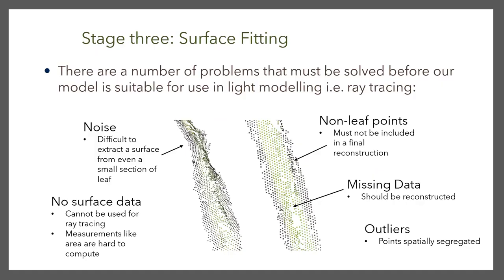So this is an example of a section of that kind of point cloud and some of the common issues that you find within it. There are a number of problems that must be solved before the model is suitable for further purposes. In my case, this would be for ray tracing. If I want to model light within this canopy, there are all these gaps which will cause problems. Firstly, there's a lot of noise, so it's difficult to extract a surface from a small section of leaf. There's no surface data, so this is why you can't use it for ray tracing, and the measurements are hard to compute. There are a lot of outliers, so points are spatially segregated, and there are also non-leaf points and missing data, and this is especially common within the leaves because of the lack of texture.